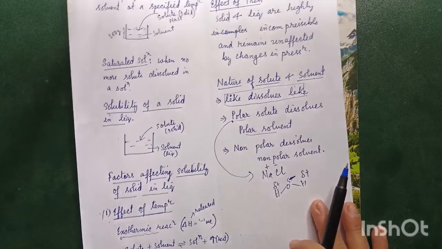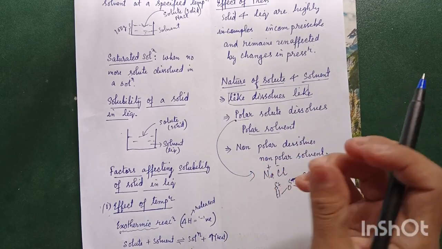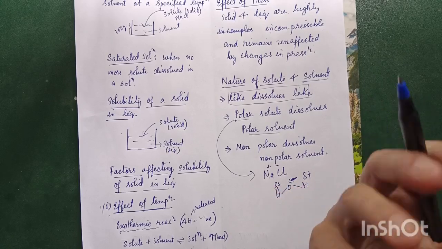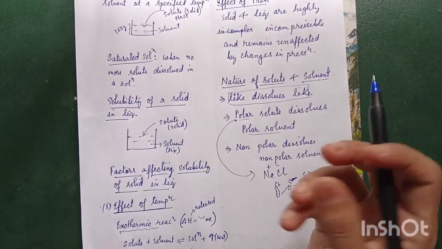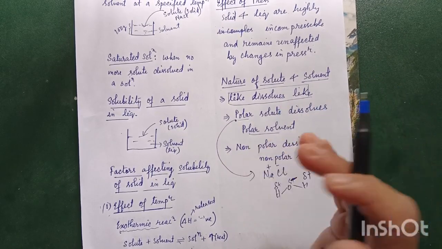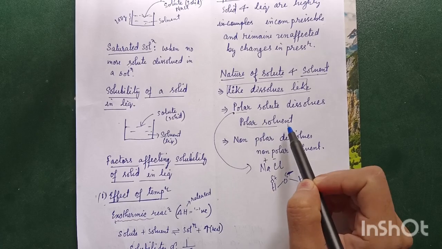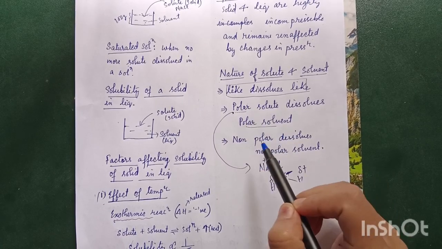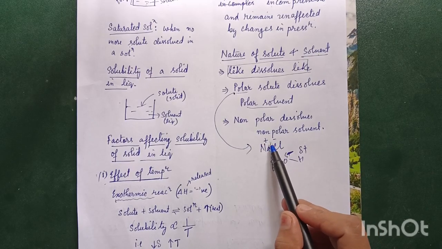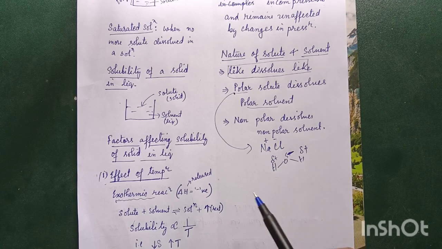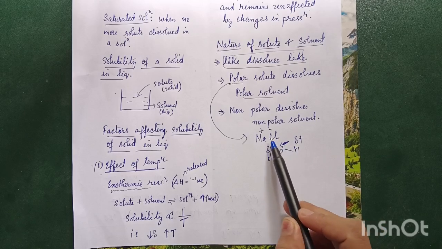Now let us talk about the nature of solute and solvent. When we mix the solute and solvent, they will easily dissolve only when the nature of the solute and the nature of the solvent are alike, meaning the properties should be similar. So like dissolves like. We can learn it this way: polar solute dissolves in polar solvent. Let us take an example like NaCl. NaCl is a polar compound, Na plus and Cl minus, because there are positive and negative poles. H2O is also a polar solvent. As both are polar, they can easily dissolve and mix.